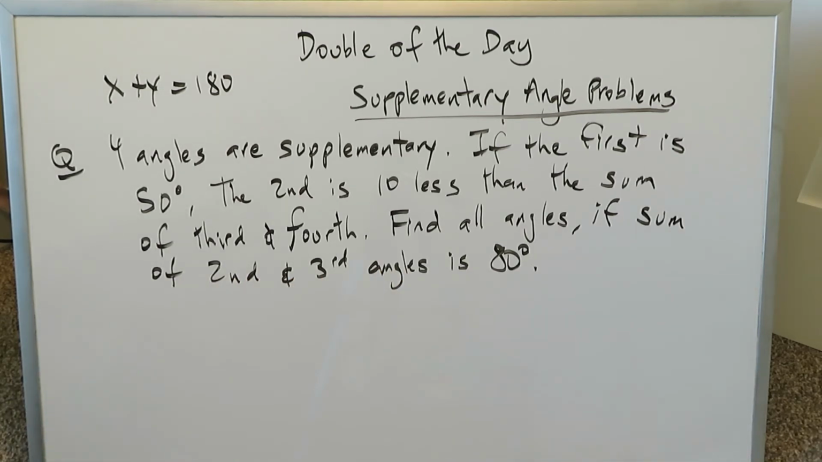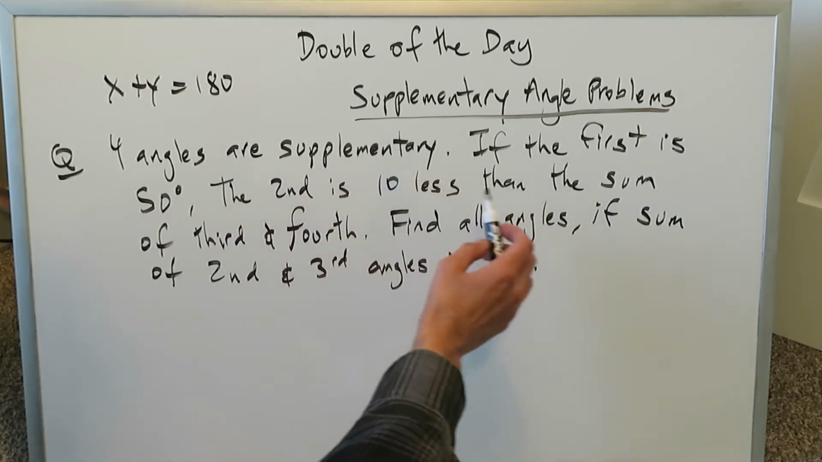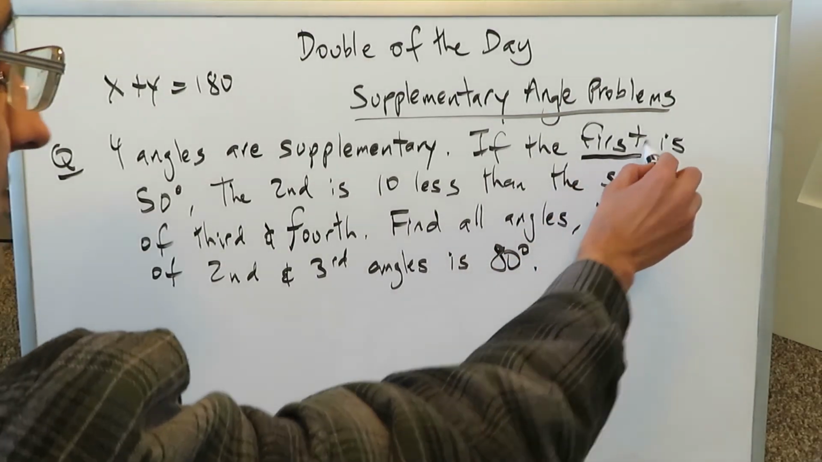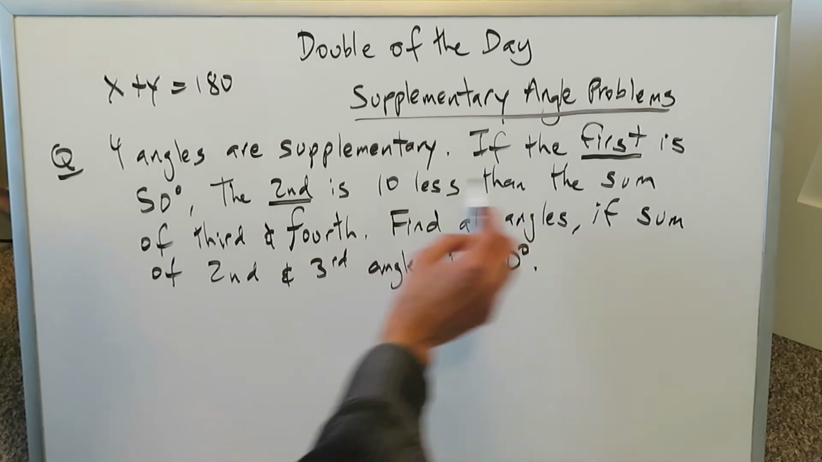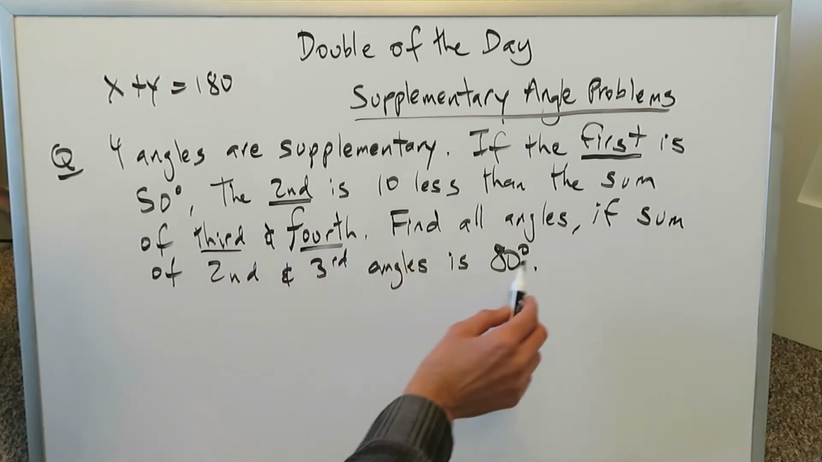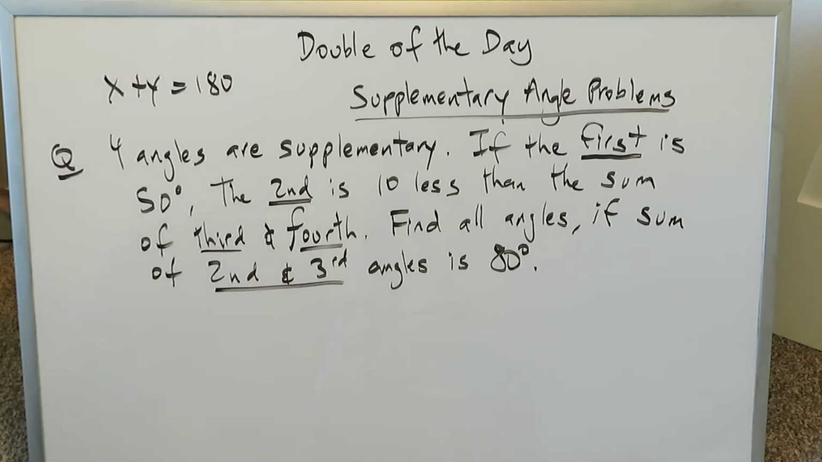It seems like there's a lot going on, but it's not very difficult. We know there are four angles and they're supplementary. They'll all add up to 180. We're looking here at the first, and it is 50 degrees. Then we're looking at the second. It is 10 less than the sum of the third and the fourth. And then we have to find all angles if the second and the third add up to 80 degrees. So let's do this. Let this be the first angle. This is the second angle, third angle, and fourth angle. First, second, third, and fourth.